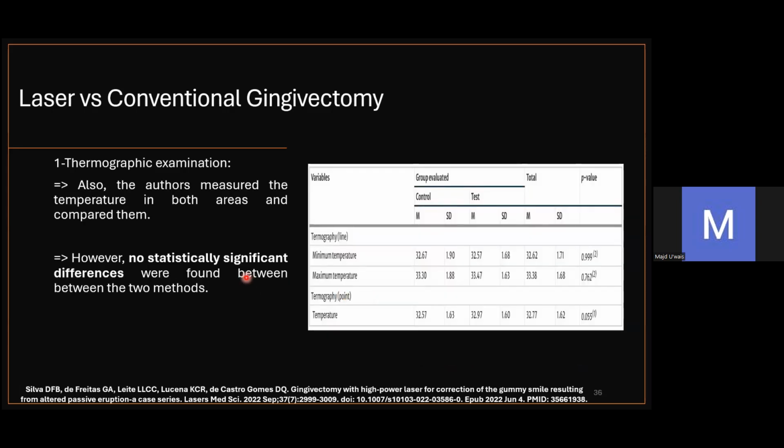They also used the same technique to measure the temperature in both areas and compare them. However, no statistically significant differences were found between the two methods. As you can see, there is only 0.1 difference between the two techniques. And they consider it not a statistically significant difference.